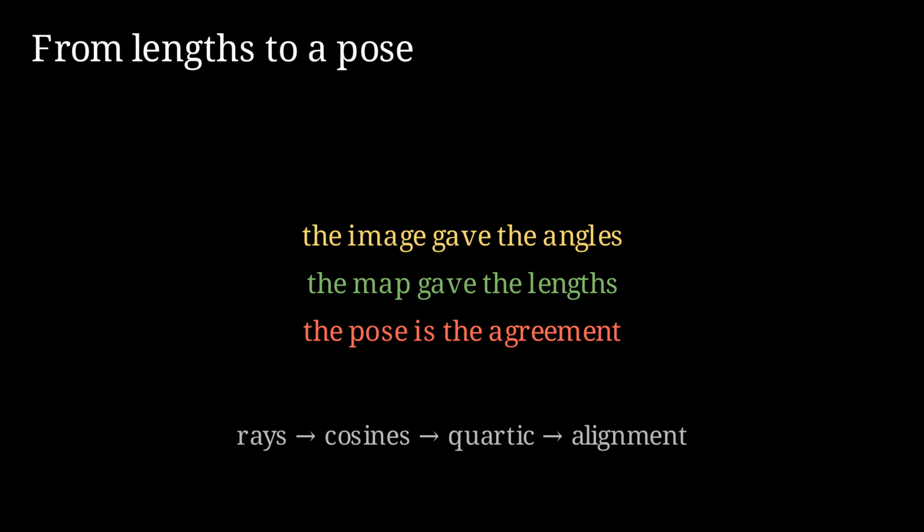Rays, cosines, a quartic, and alignment. That's P3P, complete. Every piece on the table. Nothing waved through. Before we scale up, the honest part: there's a place in space where everything we just built quietly falls apart. Not wrong, fragile.